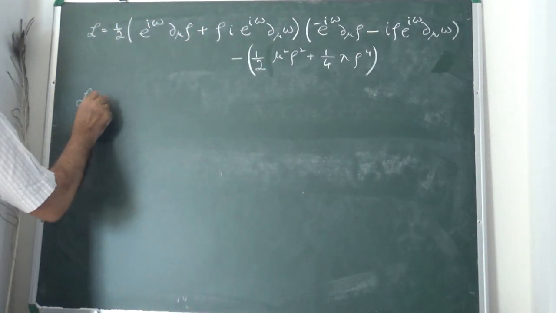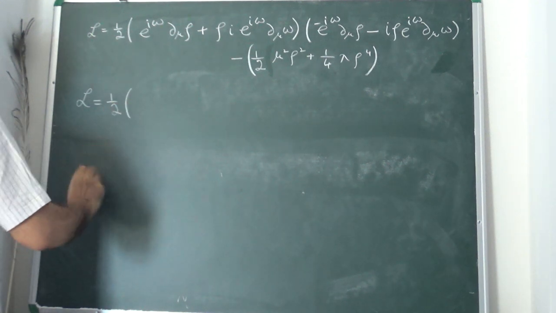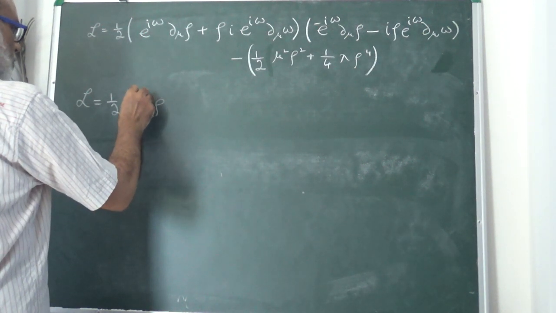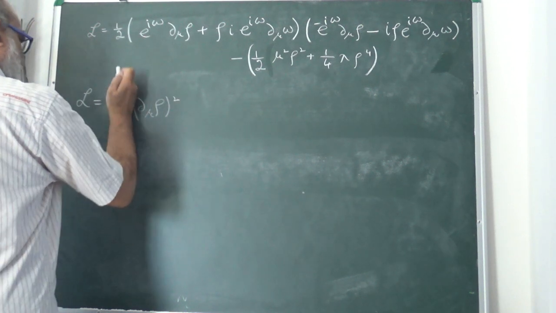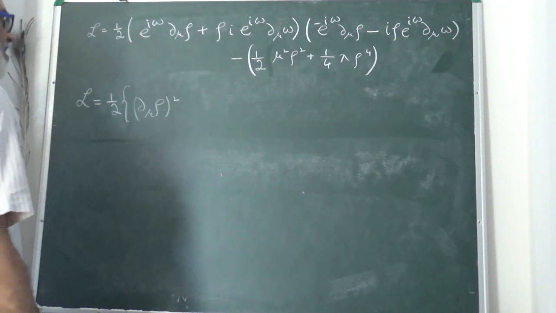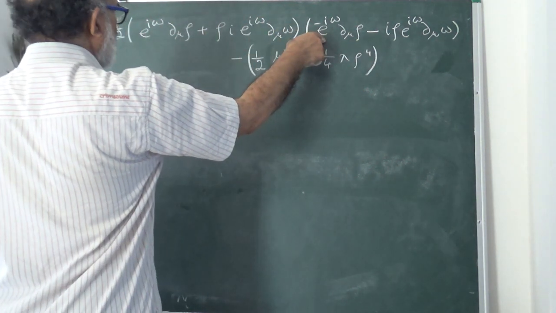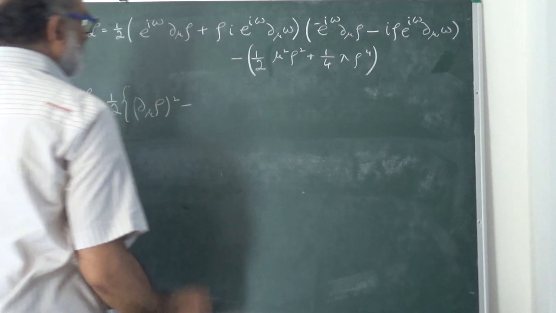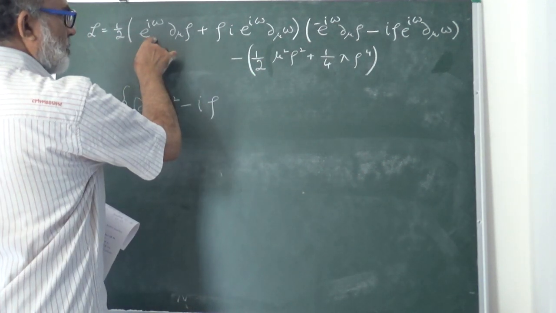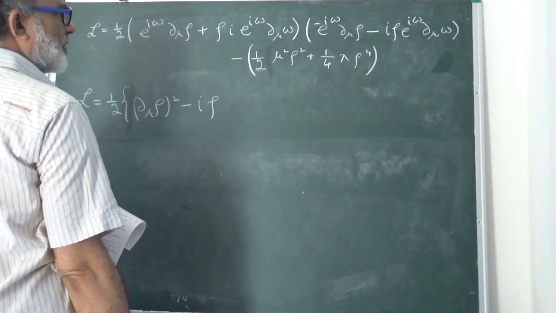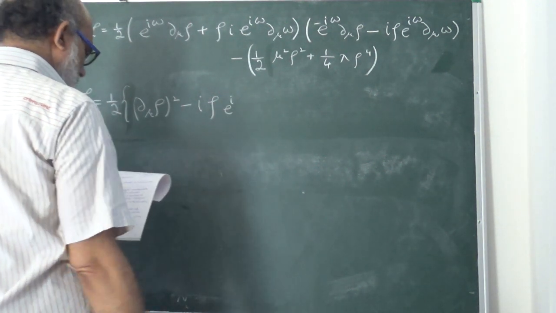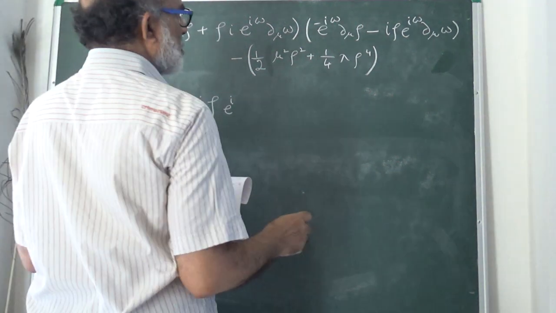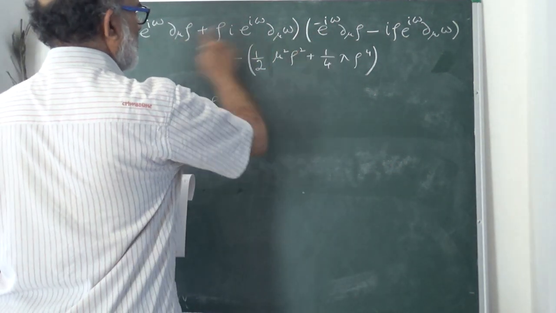Now multiply the above two brackets and you will get d mu rho whole squared, because e power i omega multiplied by e power minus i omega will give you 1. And if you multiply the cross terms, you will get i rho e power i omega, multiplying this with the minus sign here.